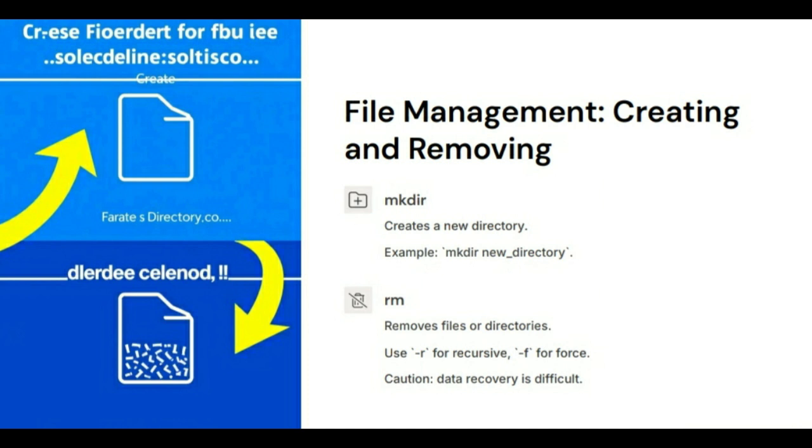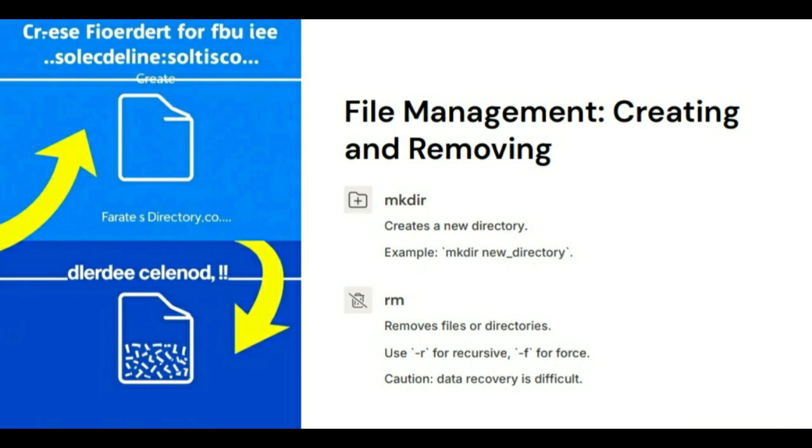The rm command is used to remove files or directories. The rm command is used to remove a file from the system. It uses -r for recursive and -f for forceful removal. We can use rmdir for deleting a directory.